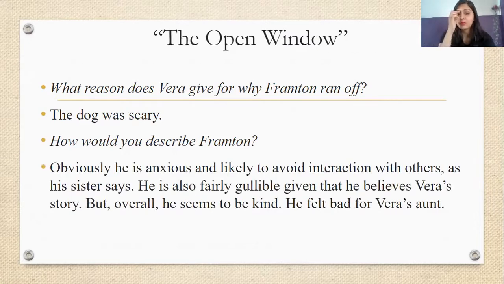How would you describe Frampton? Obviously, he is anxious and likely to avoid interaction with others. So he was a very reserved kind of person. As his sister says, maybe the sister told her friend that he is very nervous and a very reserved kind of person. He does not talk to people much. Now he is also fairly gullible, given that he believes Vera's story. Here it means that he is a superstitious person who believes whatever other people say. But overall, he seems to be kind. So he's not bad. He feels bad for Vera's aunt, right? That she's lost a husband, a brother, and her dog, a friend. So he feels bad about it. So he's a kind person.